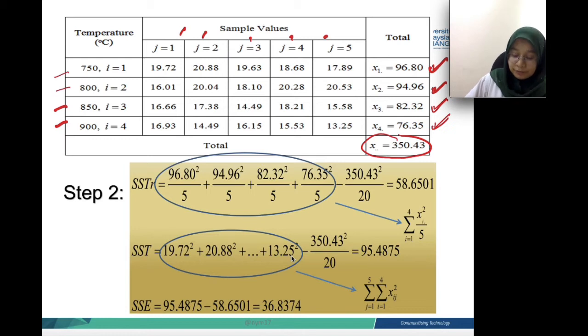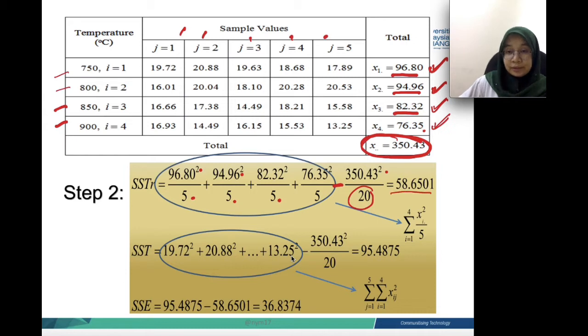Next step, you want to find SSTR. SSTR equals each of the treatment totals squared and divided by the number of replications: 96.80 squared divided by 5, plus 94.96 squared divided by 5, plus 82.32 squared divided by 5, plus 67.35 squared divided by 5, minus the total 350.43 squared divided by 20. What is 20? Total data. You will get 58.6501.